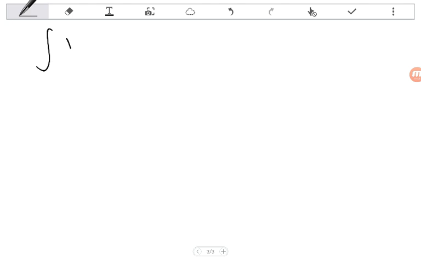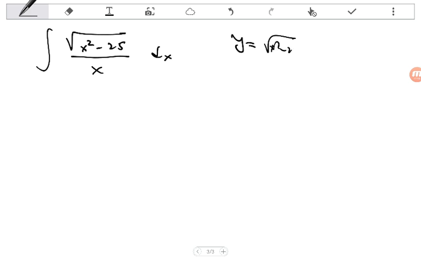If I have this integral, root x squared minus 25 over x dx. First, I see that I have a square root, but inside it, it is not linear, it is quadratic. Whenever what is inside the root is quadratic, we think about trigonometric substitution, not ordinary algebraic substitution. So I don't say here that y equals root x squared minus 25. No. What is most suitable here?